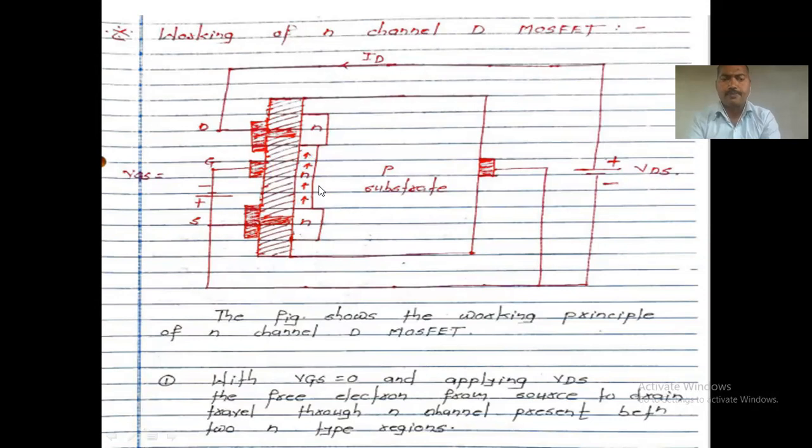Now see, the above figure shows the working of N channel D MOSFET. So in this MOSFET, this is a P type substrate, which is like the base.